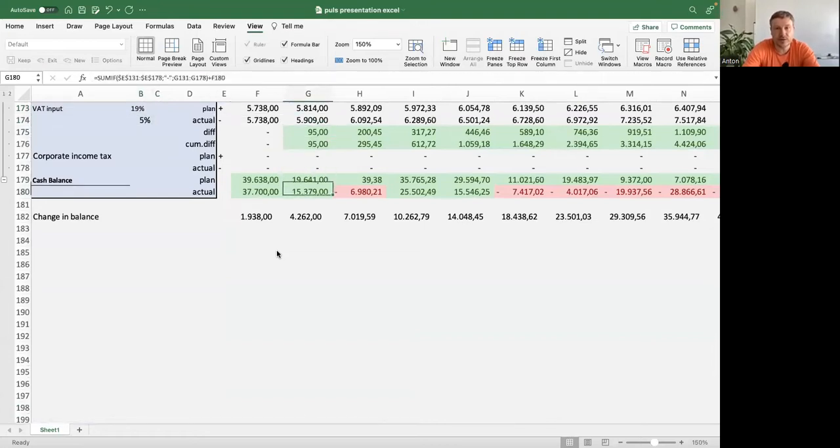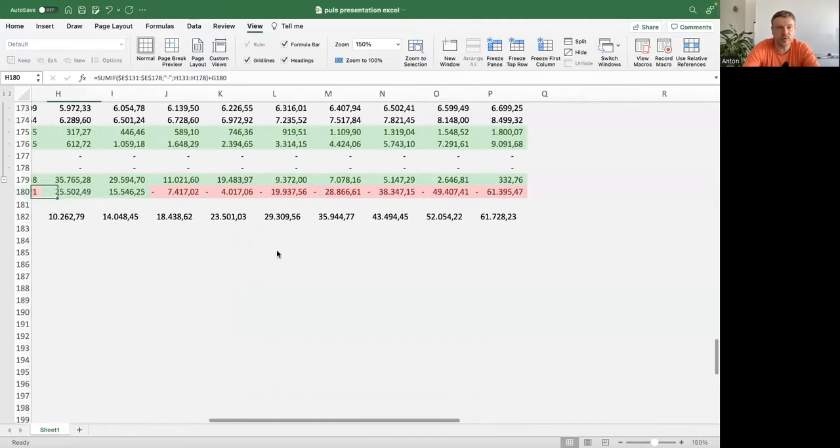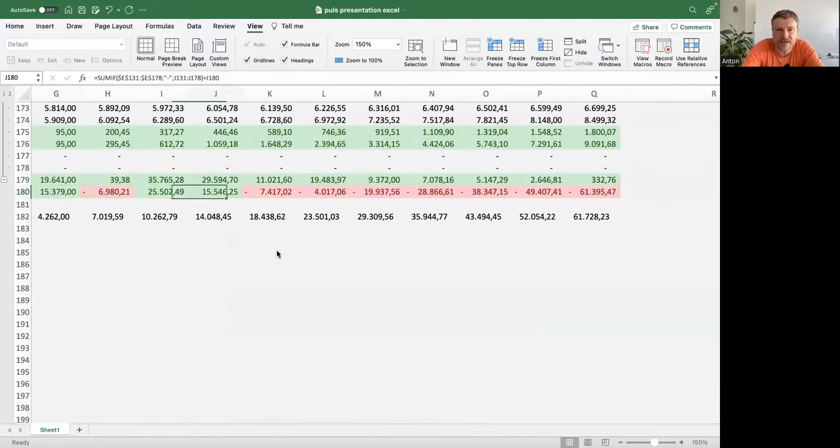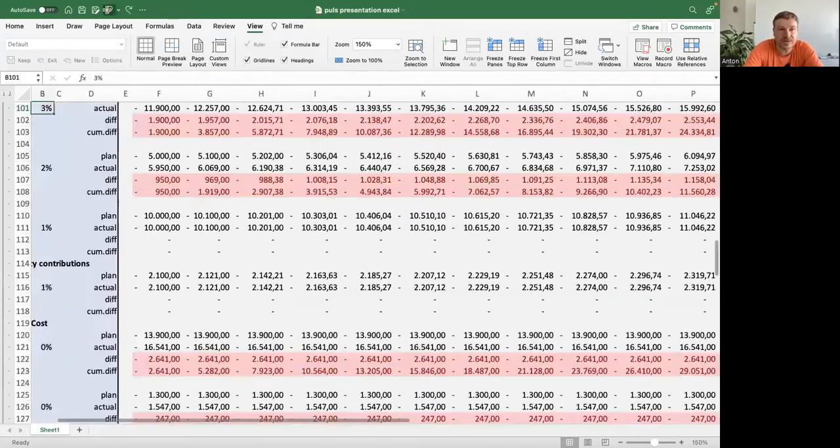So your balance was all green. You remember your actual balance was all green. So our plan data is not affected by this inflation, but our actual data is affected.